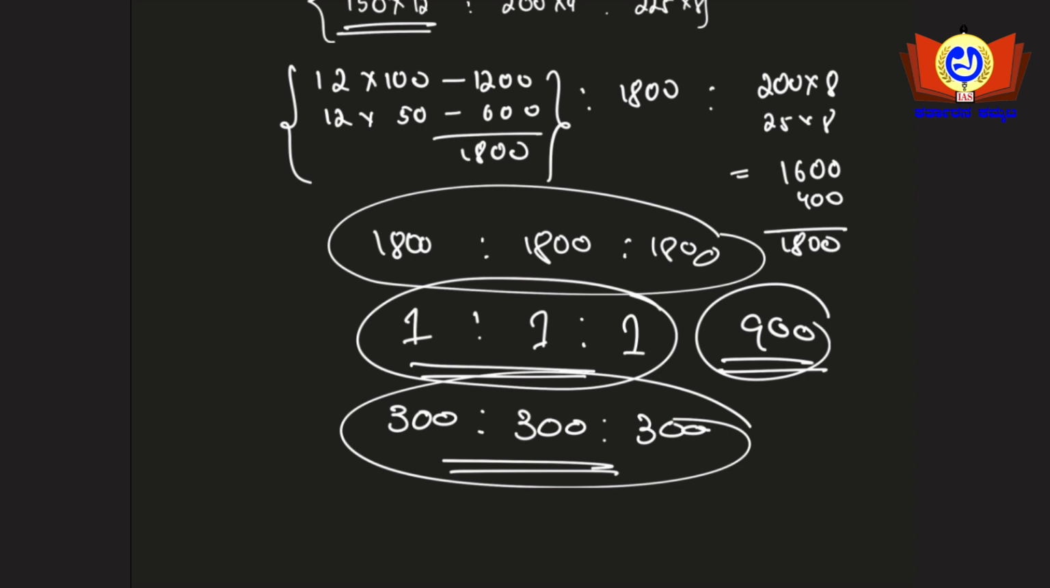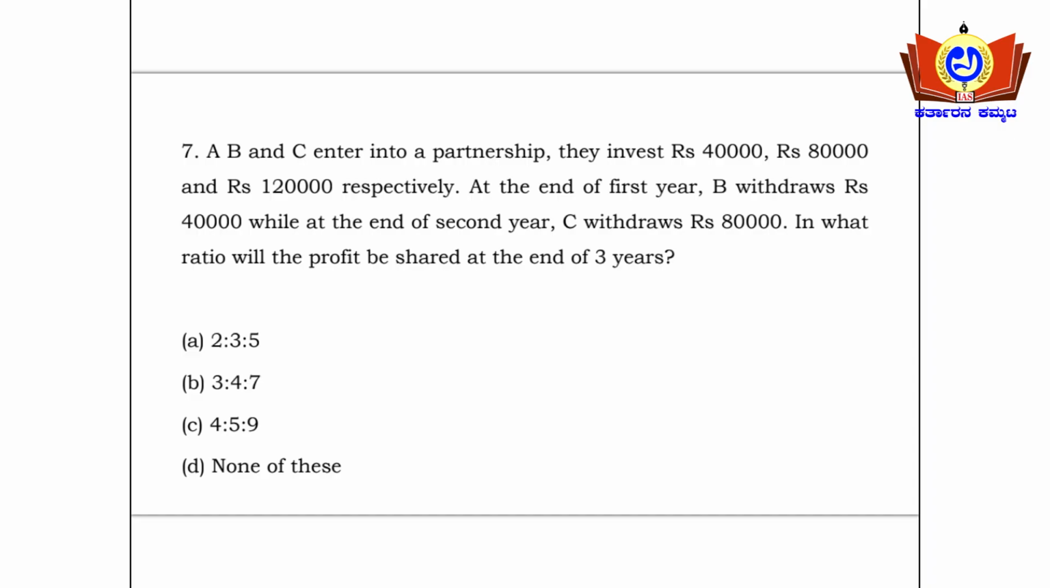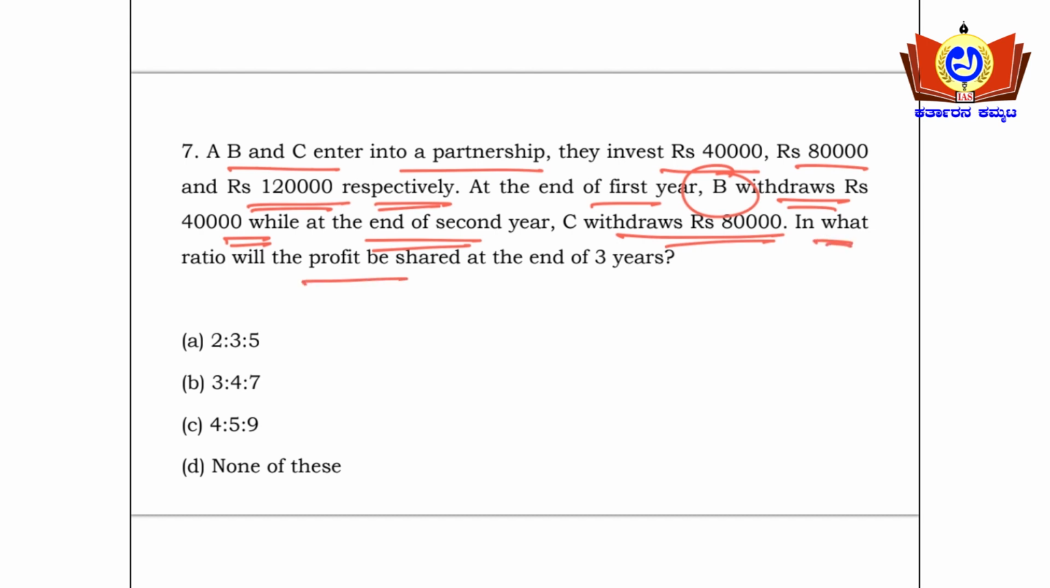Okay, moving on to the next question now. A, B and C enter into a partnership. They invest rupees 40,000, 80,000 and 1,20,000 respectively. At the end of first year, B withdraws rupees 40,000, while at the end of second year, C withdraws rupees 80,000. In what ratio will the profit be shared at the end of 3 years? Okay, the time duration is 3 years. I'll be writing the given data in the next page here, right?